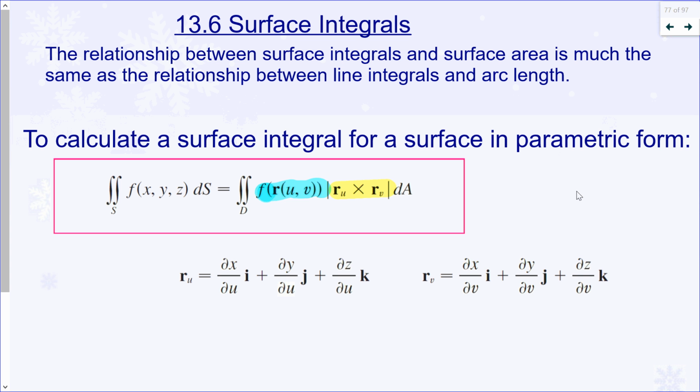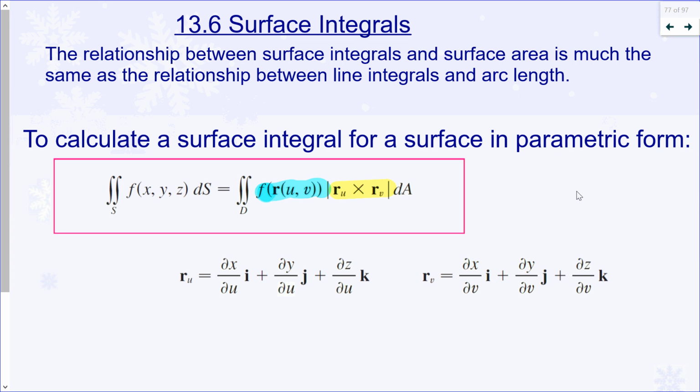One of the things a surface integral can calculate is if the integrand represents the density of the surface. So S is the surface, what you're integrating over. If f of x, y, z is a function that represents the density of that surface at any one point, then this surface integral can represent the mass of that surface. So that is one application of surface integrals.